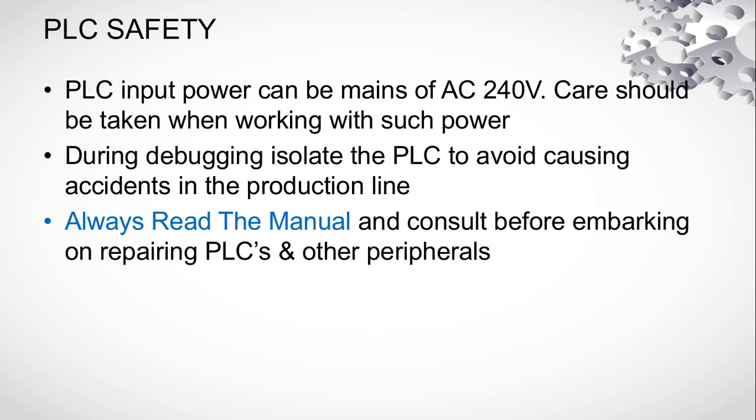Also, during debugging, isolate the PLC to avoid causing accidents in the production line. This is what I've just said. When a PLC has a fault, you isolate the PLC to identify where the fault is. Don't debug or try to solve the fault when the PLC is connected to the output device. The reason is that as you're trying to debug the problem, you can write programming instructions to the PLC which could cause an accident to the output device, because maybe it is not connected correctly. So it's very important that when you want to do any form of debugging, you should isolate the PLC from the production line.